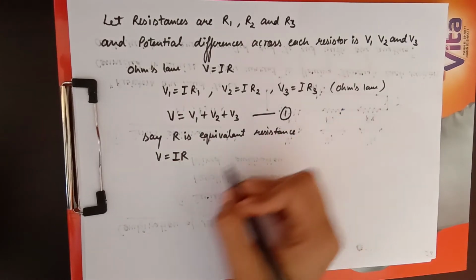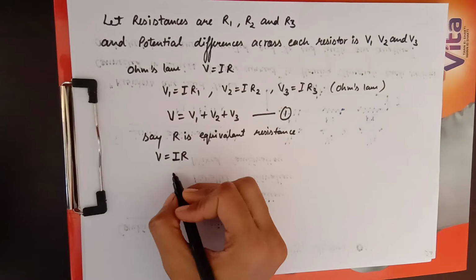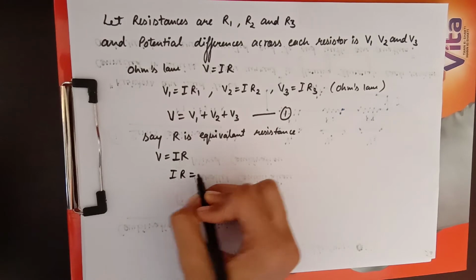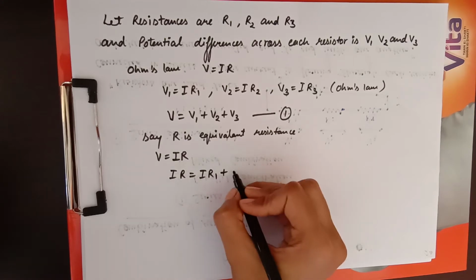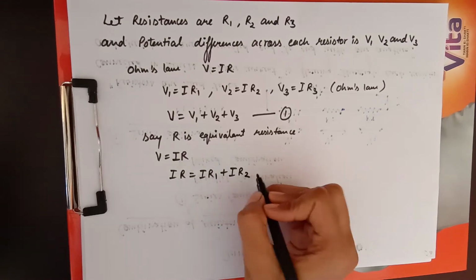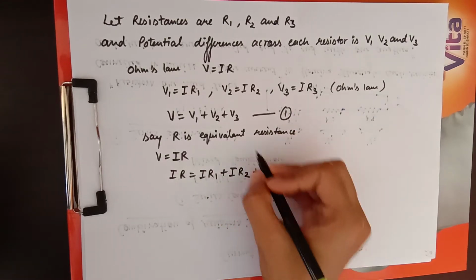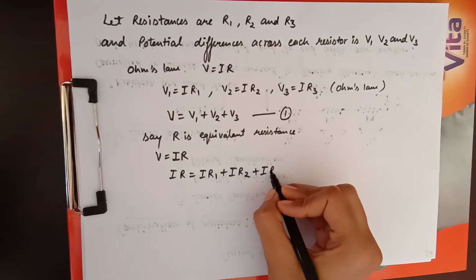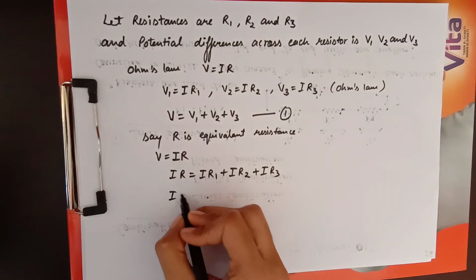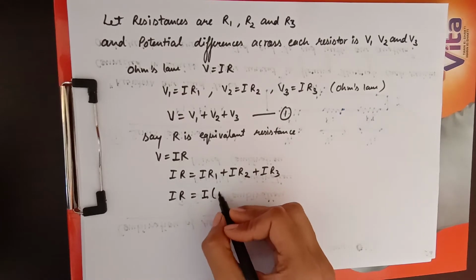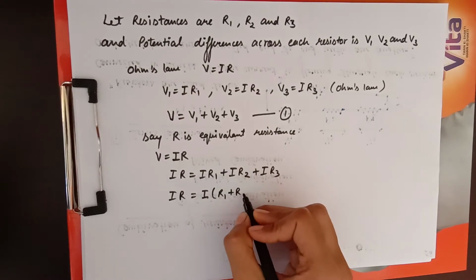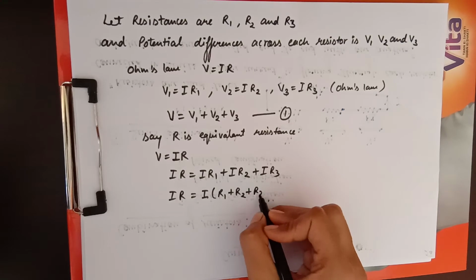So putting values in equation number 1, we get IR equals IR1 plus IR2 in the place of V2, and IR3 in the place of V3. From here I take I common from this equation and I am left with R1 plus R2 plus R3.